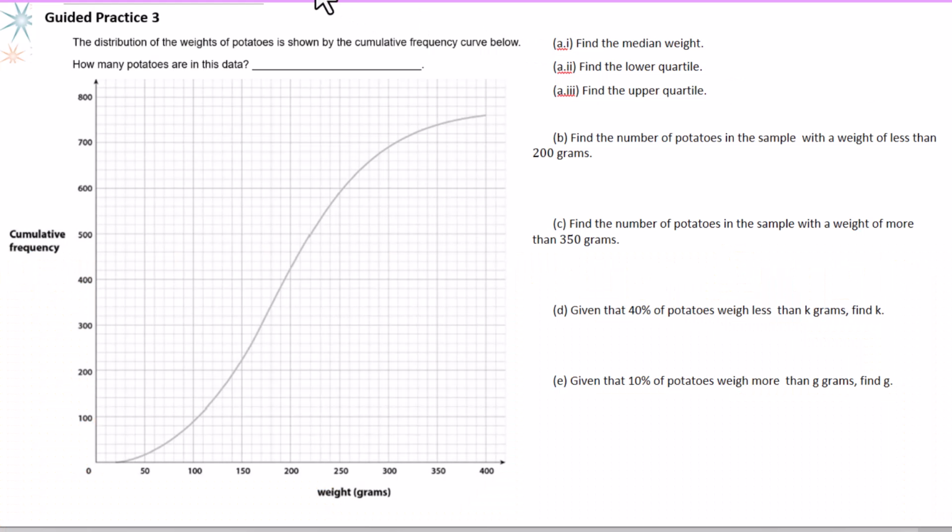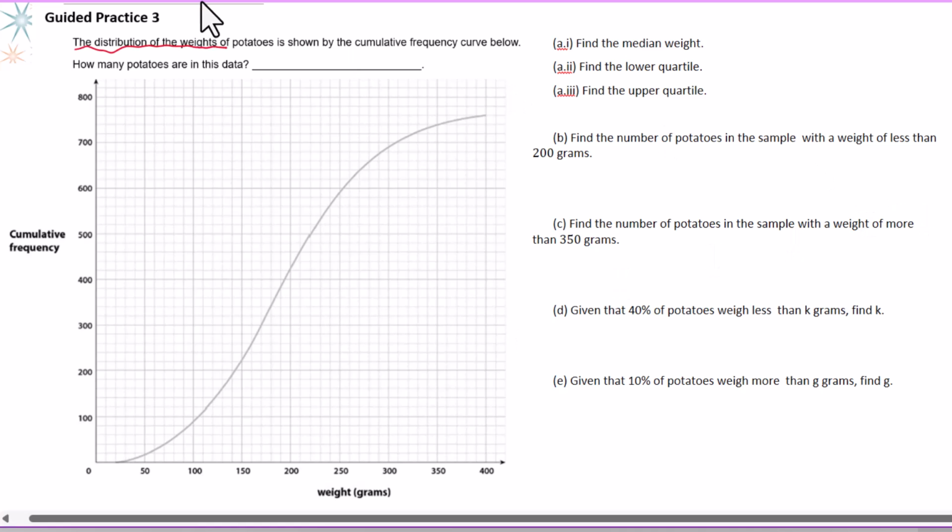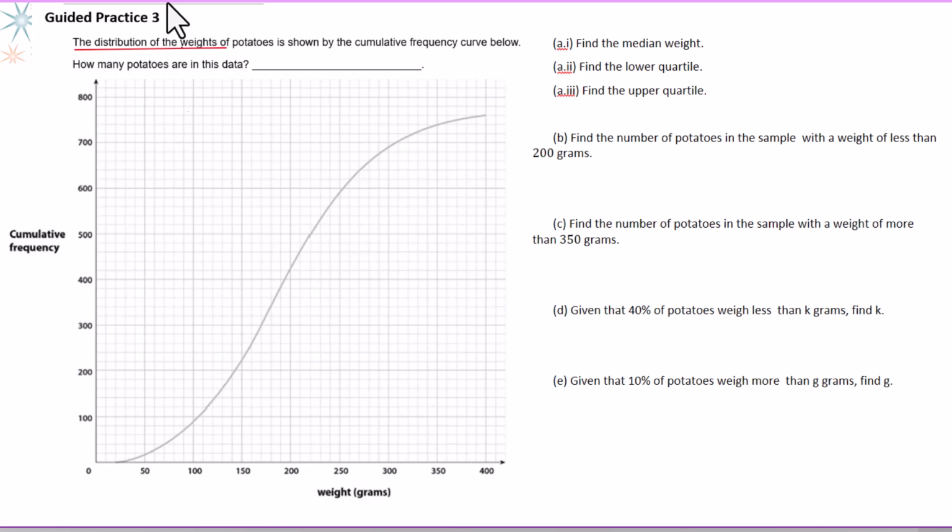This video is about cumulative frequency graphs. The distribution of the weight of potatoes is shown by the cumulative frequency curve. How many potatoes are in this data? When you see this cumulative frequency curve, the first step is to figure out the box scale.